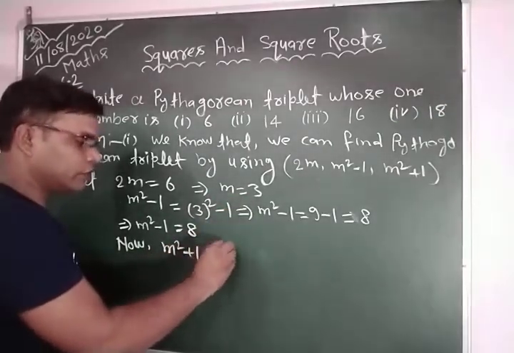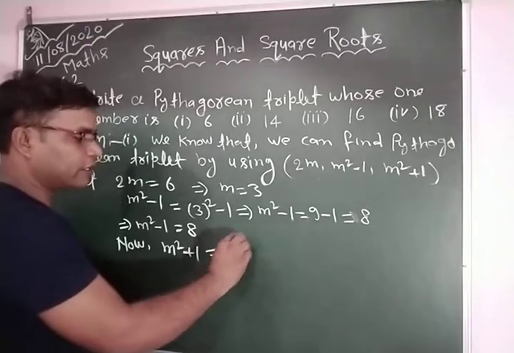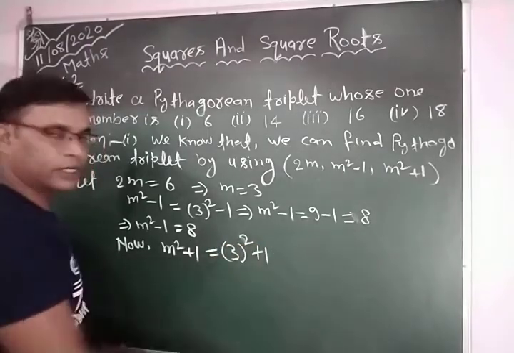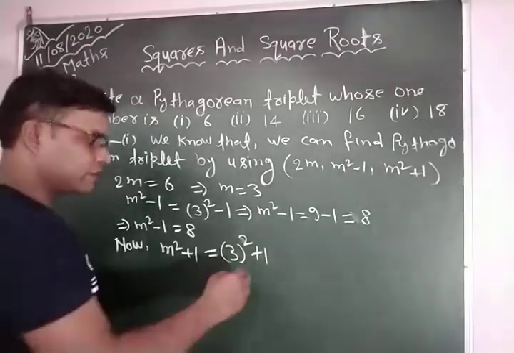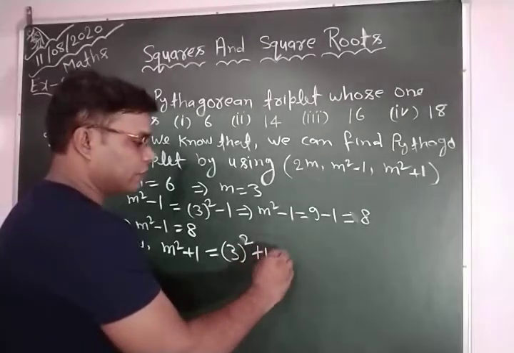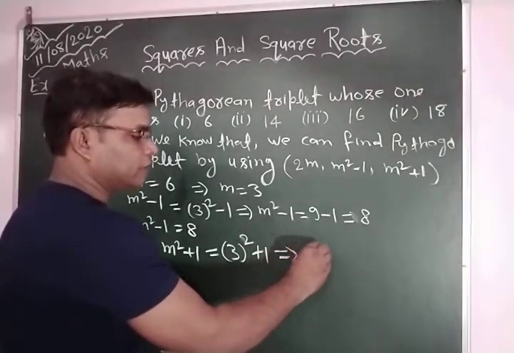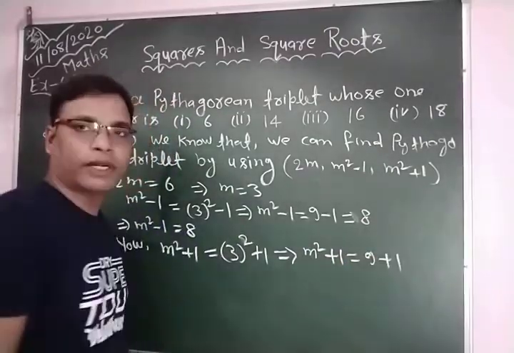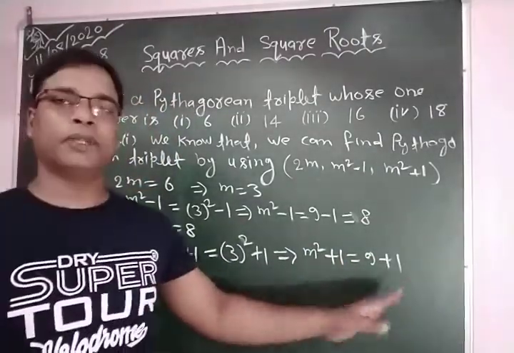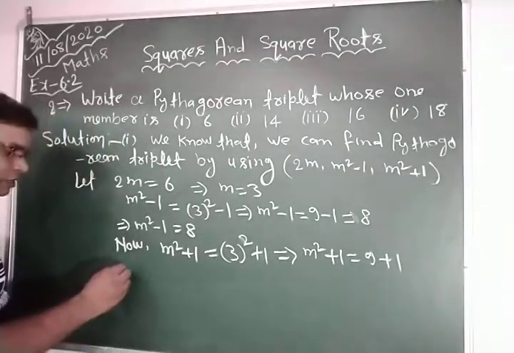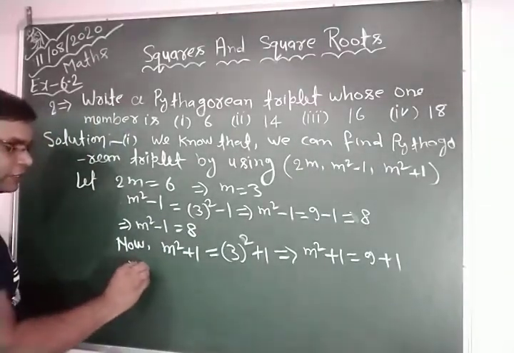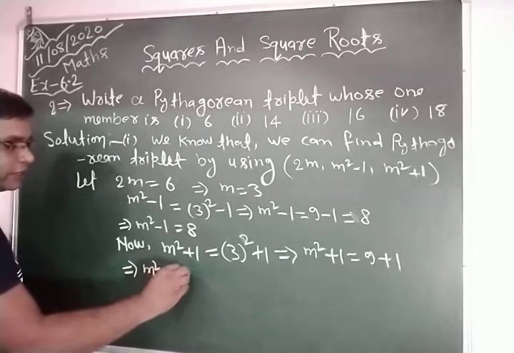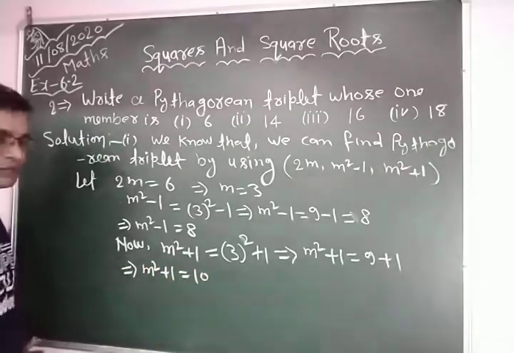So this is equal to square of 3 plus 1. Okay, so square of 3 is 9. Square of 3, you can write here m square plus 1 is equal to 9 plus 1. Square of 3 is 9 plus 1. So in this way you can see here m square plus 1 is equal to 10.